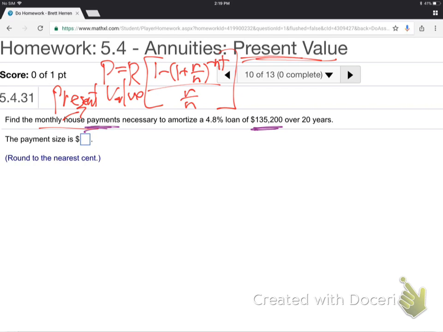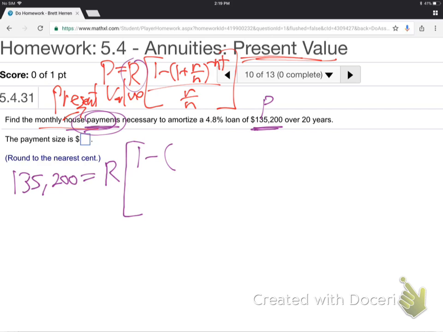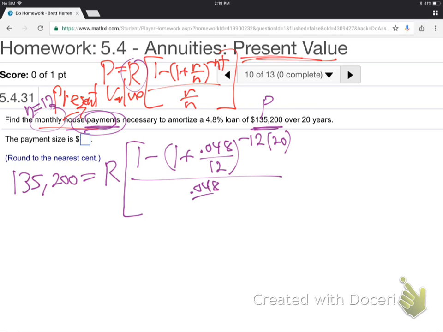So let's figure it out. 135,200. Where does that go? They're saying find the payment, so I'm finding R. So this must be P. That's the pile we owe the bank right now. 135,200 is P. Then R is the unknown: 1 plus the interest rate, 0.048, over N. What's N? Monthly, so N is 12. Times 20 years, all over 0.048 over 12.